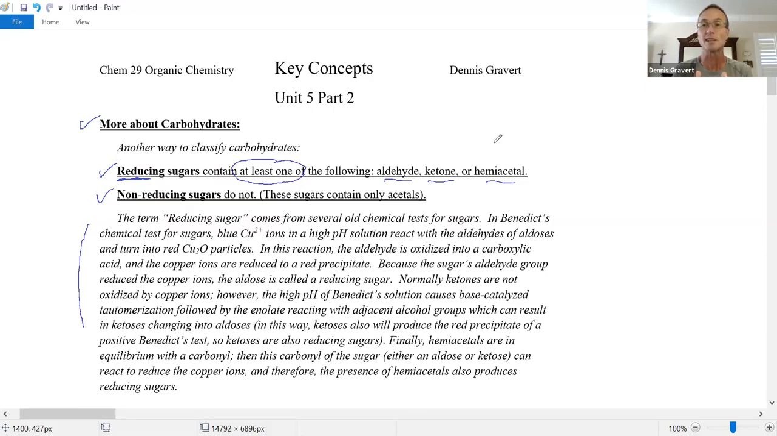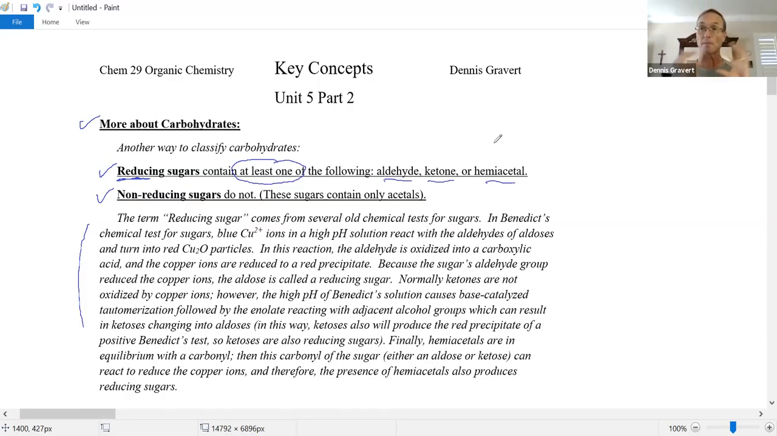You can take an acetal, add acid or base, no, you can't add base. You can only hydrolyze it with acid and water, and then you can get back the aldehyde or ketone. So non-reducing sugars are those sugars in which their aldehyde or ketone have reacted to form acetals.